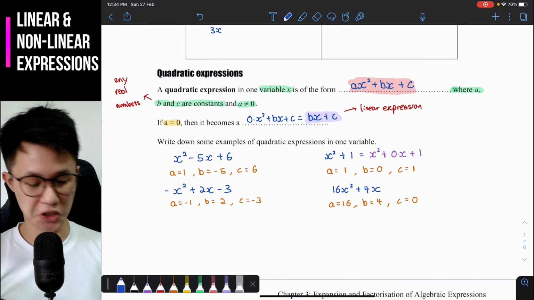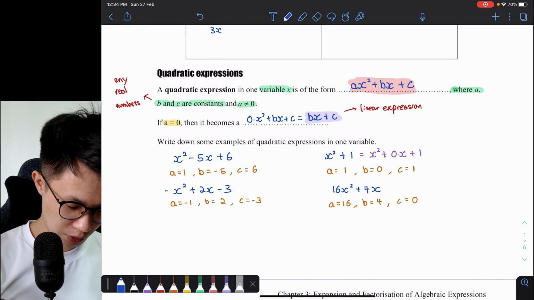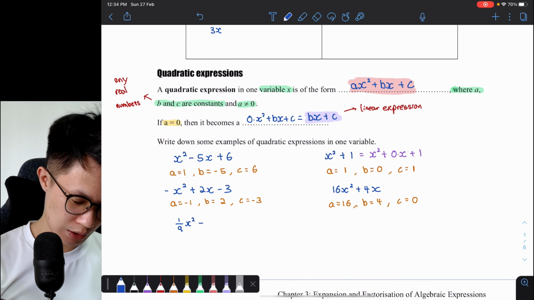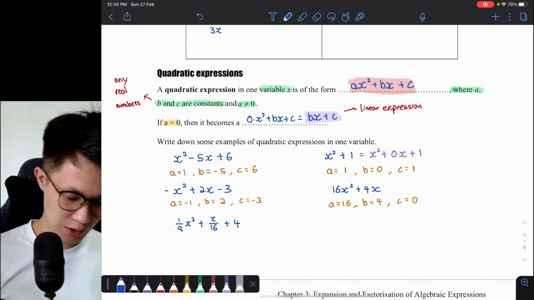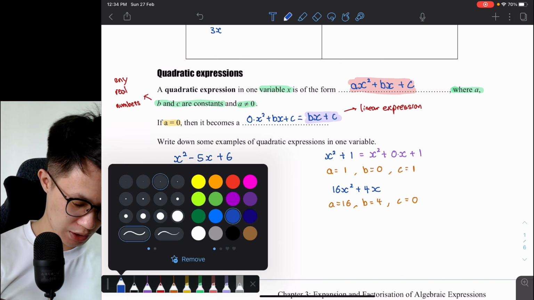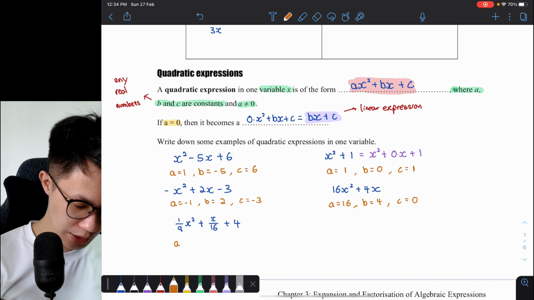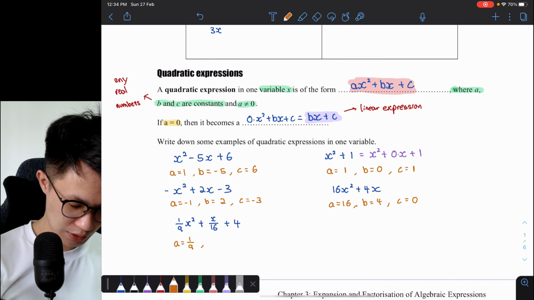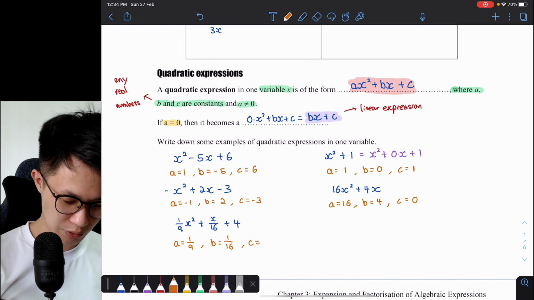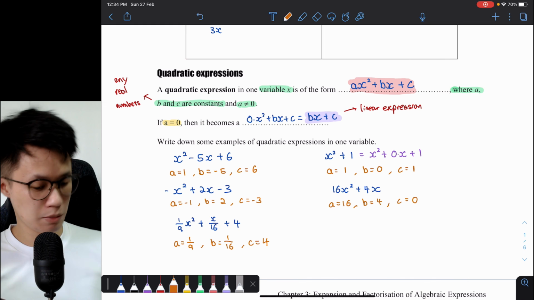Next, we can also have fractional quadratic expressions, for example 1 over 9 x squared plus x over 16 plus 4. From here we can deduce that a is equal to 1 over 9, b is equal to 1 over 16, and c is equal to 4. It's totally possible to have this.